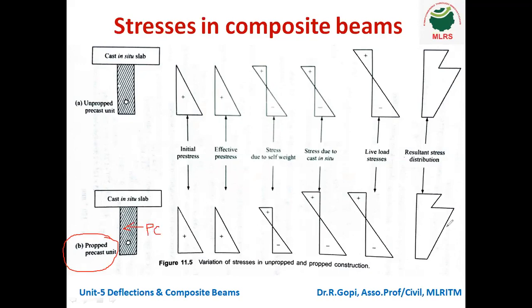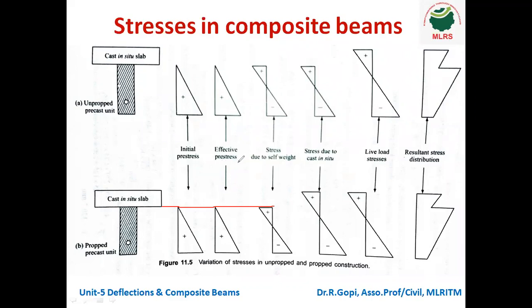So now, how to draw the stress diagram. First is the initial stress. Initial stress means at the time of applying pre-stress. Up to these first three diagrams, I am focusing only on the pre-stressed beam, not the cast in situ slab, so forget about the cast in situ slab. In the pre-stressed concrete beam, initially the tendons are stressed. So this is the initial stress.